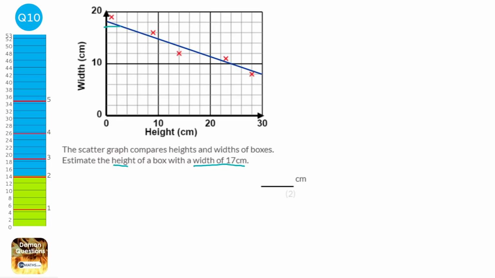Let's try and get this just right. Line across there. And what we do is we draw a line down when it hits the line of best fit. Now looking at the scale here, this seems to be going up in 2s. And so this line here would be at 3.